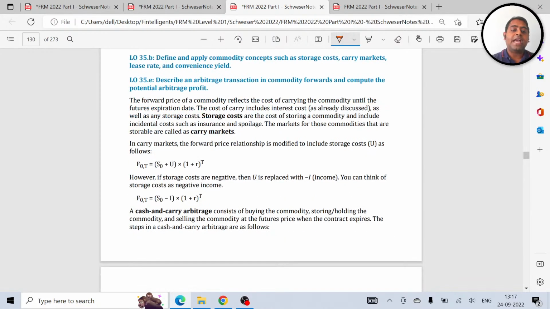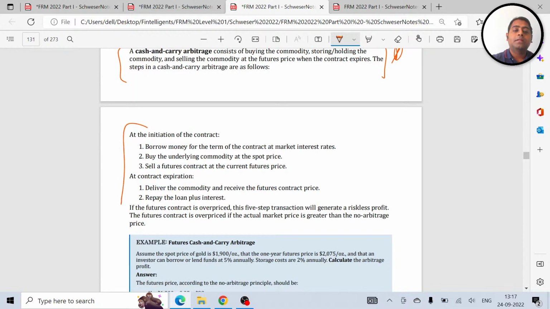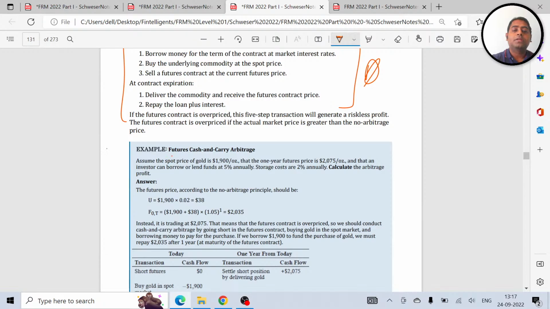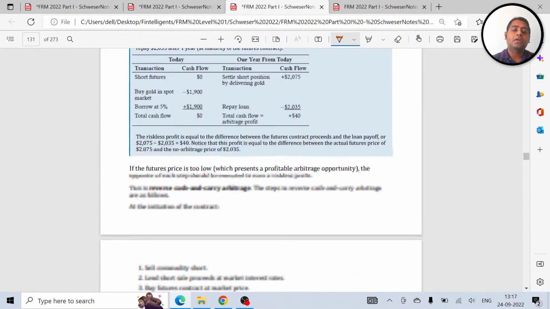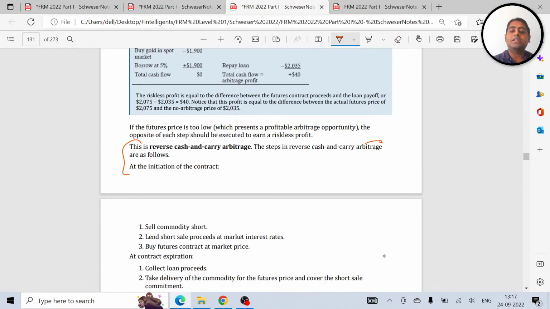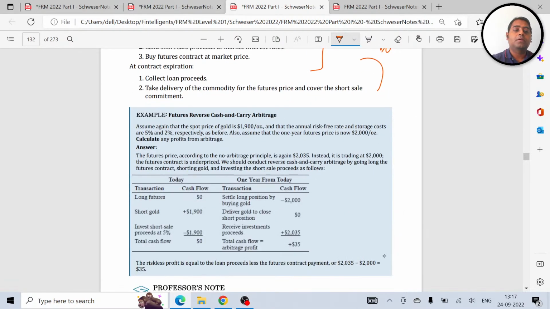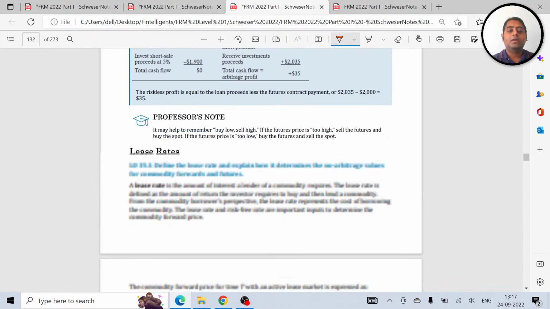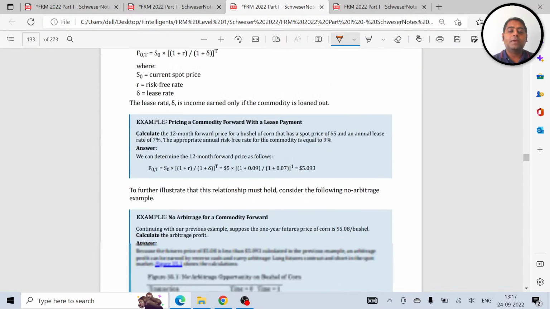Commodity arbitrage, the cash and carry arbitrage logic, and the reverse cash and carry. This is important. Okay. This sum is important, which is cash and carry. And if you understand the concepts, now this is not tough. Reverse cash and carry is also important. Marking this a star. Lease rate is okay.